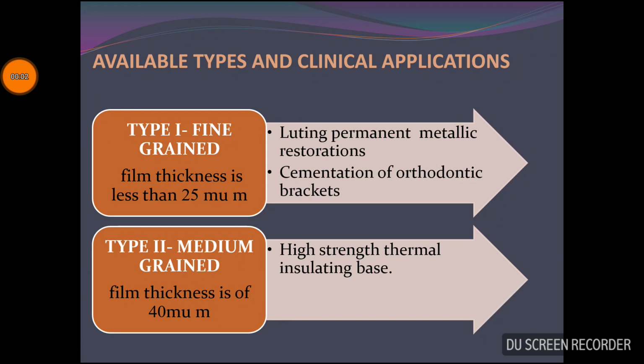Available types and clinical applications. Type 1 contains finely grained particles whose film thickness is less than 25 micrometers, which helps in luting permanent metallic restorations and cementation of orthodontic bands. Type 2 contains medium grained particles whose film thickness is 40 micrometers and helps in a high strength thermal insulating base.